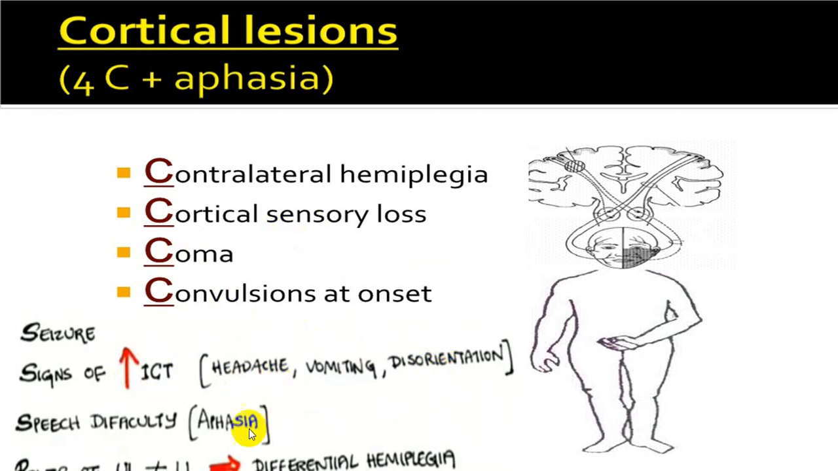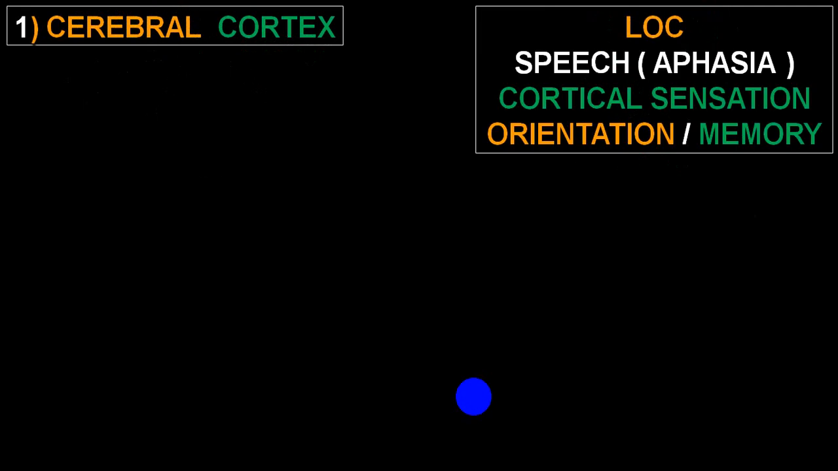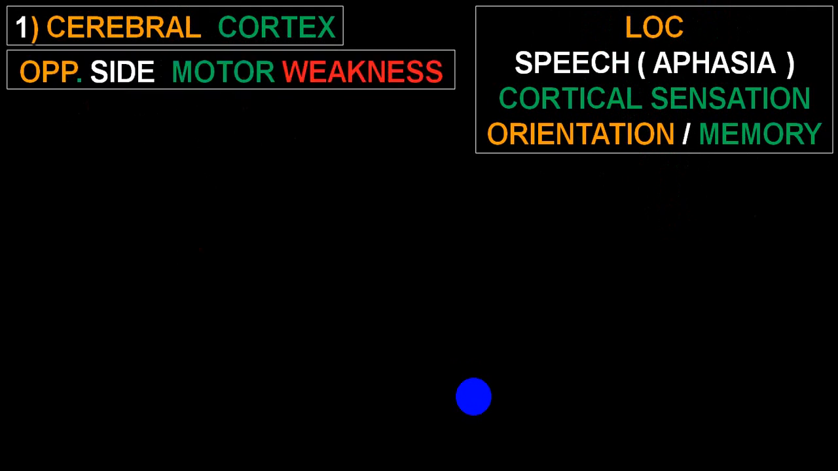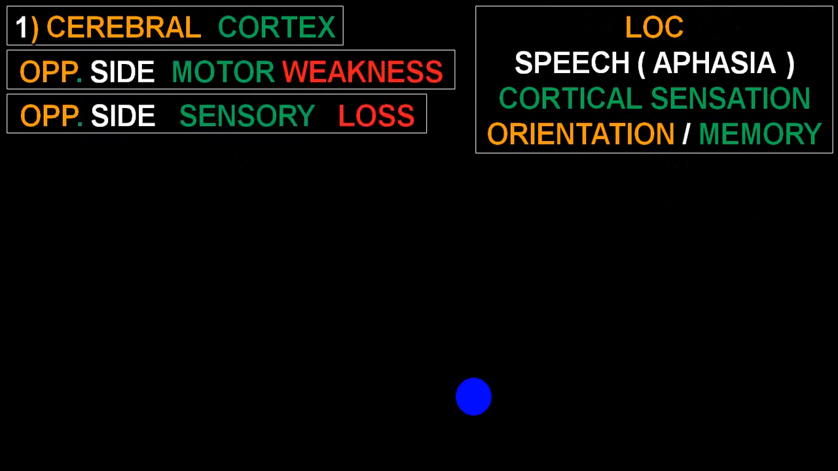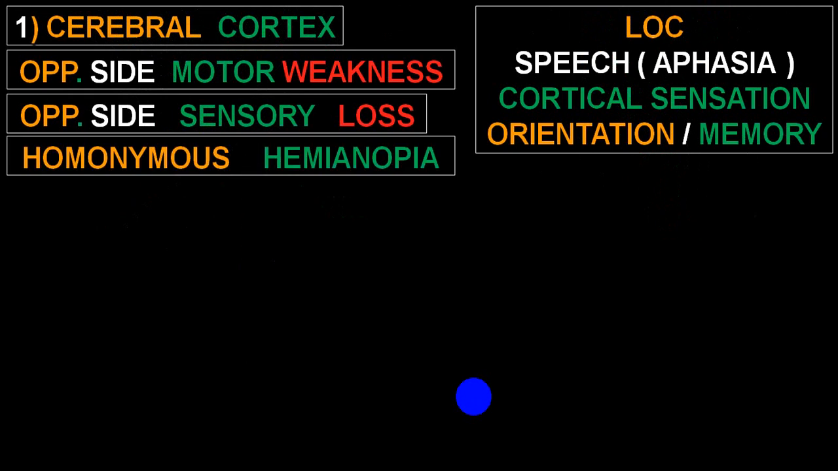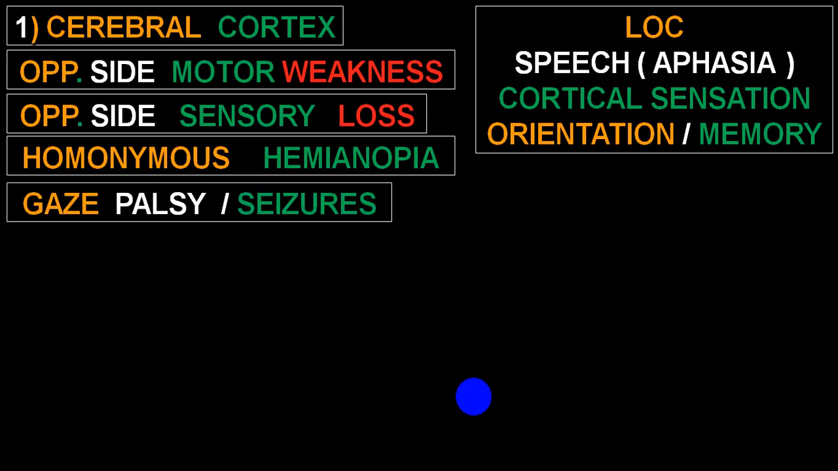And because of damage to the cortical centers like Broca's area or Wernicke's area, you can have a motor aphasia or sensory aphasia, etc. So in cerebral cortical damage, altered level of consciousness, aphasia, cortical sensory loss, and orientation and memory can be affected. Opposite side motor weakness, opposite side sensory loss, and homonymous hemianopia will be quite common if there is involvement of the occipital lobe, with macular sparing.